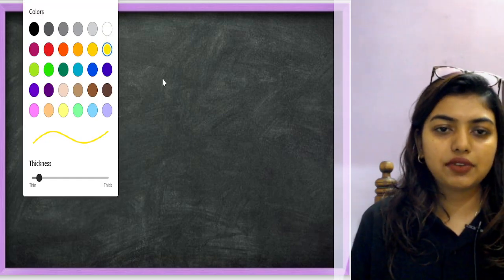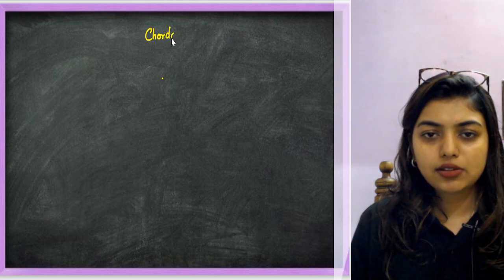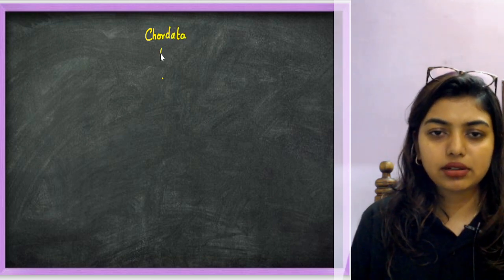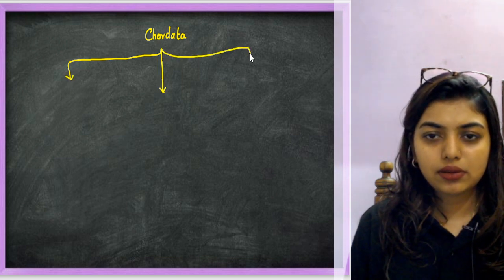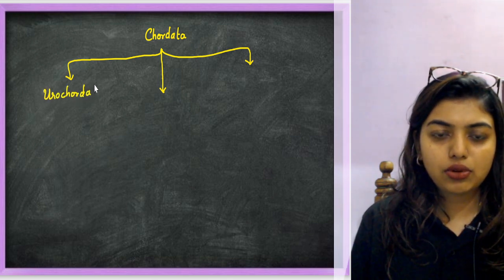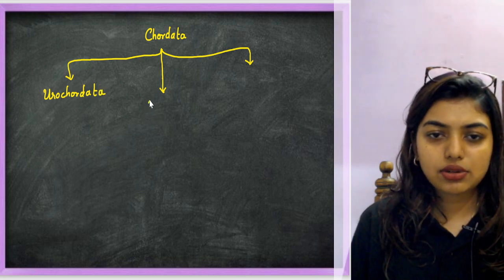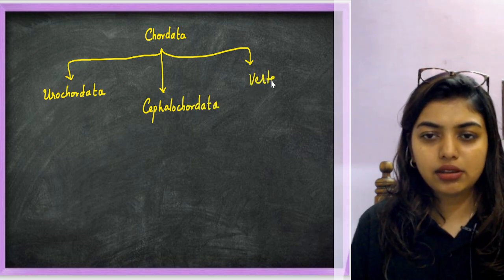So let's write the classification. We'll start from Chordata. Students, I'm writing so you understand better. Okay, so Chordata was divided into three categories. First one was called Urochordata. Next one is called Cephalochordata. And the third one is called Vertebrata.